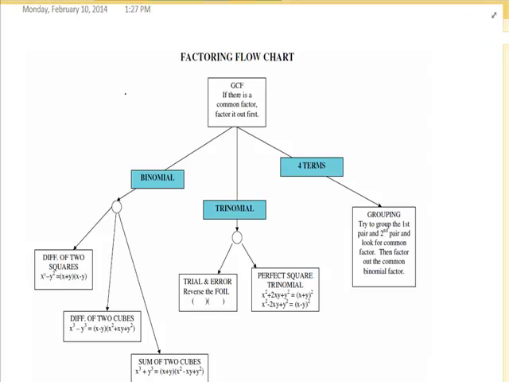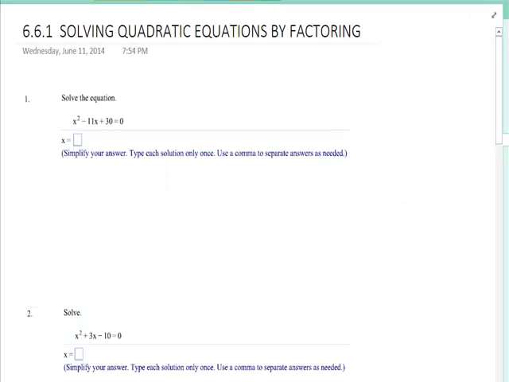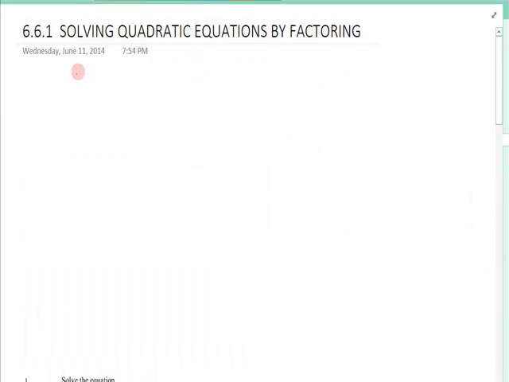Now, looking at this next lesson, we're actually going to take a step away from just factoring polynomials, and we're going to use factoring to solve equations. Now, we're going to solve what are called quadratic equations, but let me remind you of something else. Linear equations.